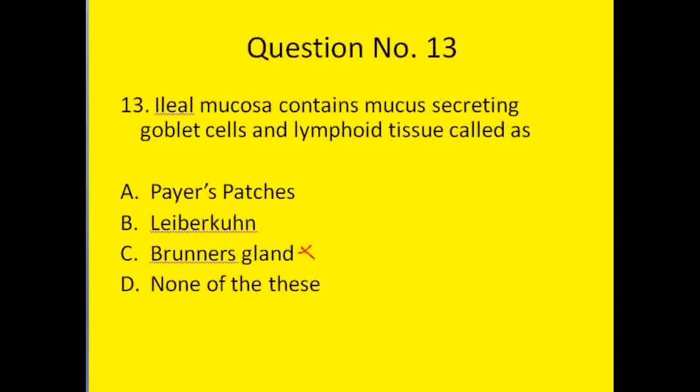Coming to option B, the glands of Lieberkuhn are present at the base of the villi. So this is also not the correct answer. So the correct option is A. In Peyer's patches only, we can find the ileal mucosa containing mucus secreting goblet cells and lymphoid tissue. So the correct option is A. Do you understand, children?